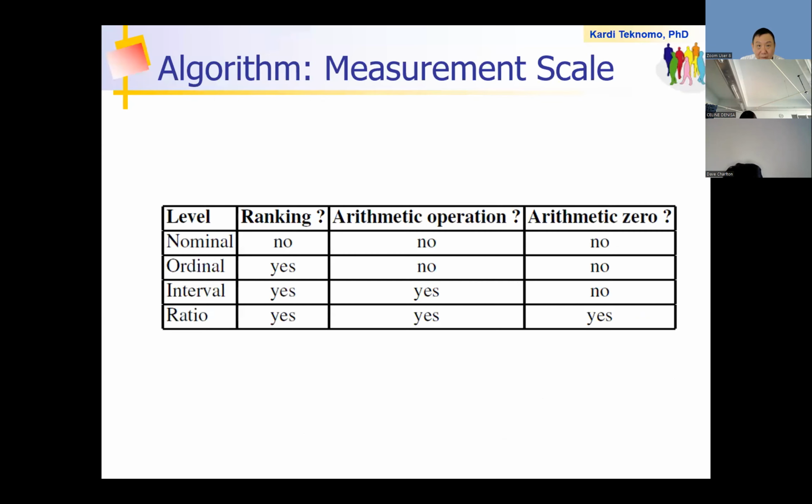Okay. So these are the very simple algorithm to test whether they are nominal, ordinal, interval, or ratio. You check: is there any ranking? No. Can you do arithmetic operation? No. Is there an arithmetic zero? No. Then it is nominal. Check again: is there any ranking? Yes. Can you do arithmetic operation? No. Then it is ordinal. If you can do ranking and arithmetic operation, this is interval, but with no arithmetic zero. If you can do everything, that is ratio. Is that clear or not?